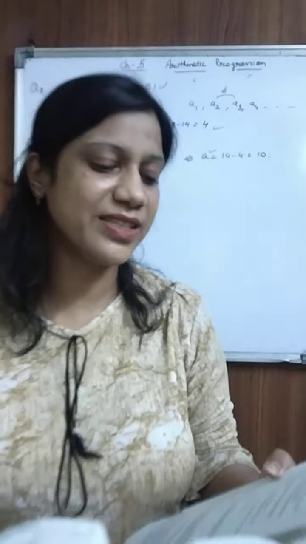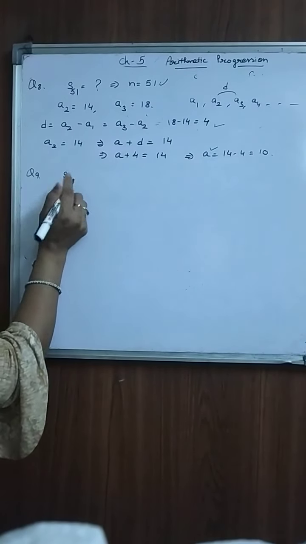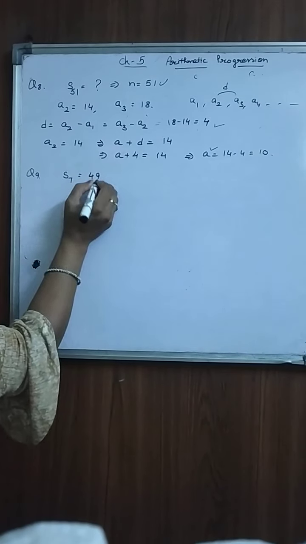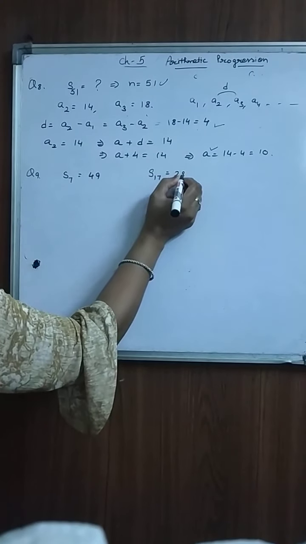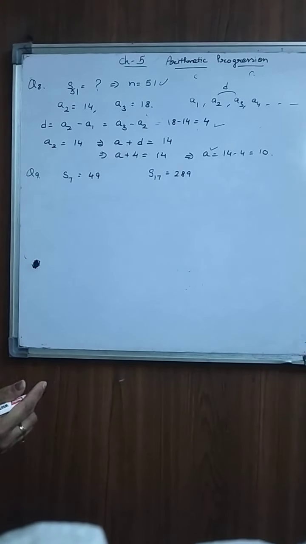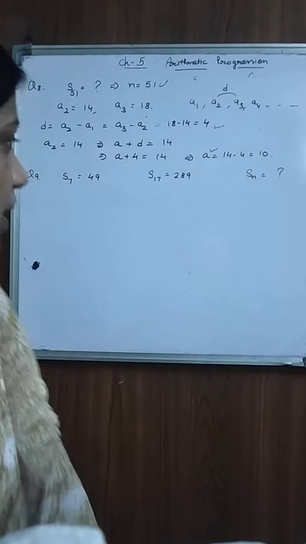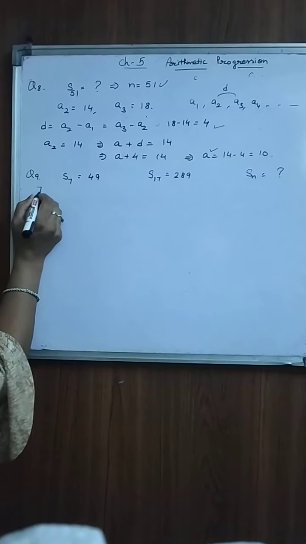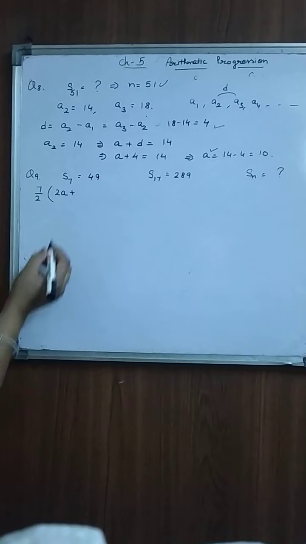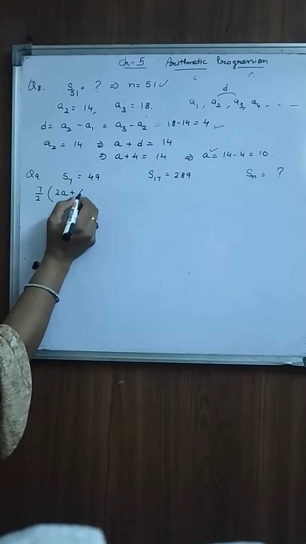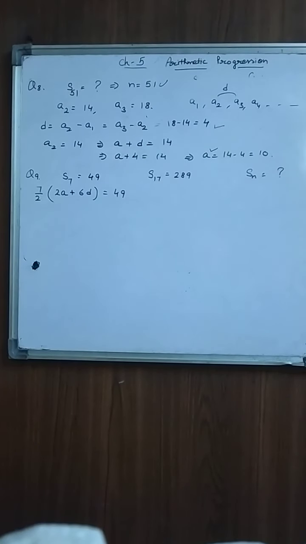If the sum of the first 7 terms of an AP is 49 and the sum of the first 17 terms is 289, find the sum of the first n terms. This we need to find. S7 means 7 by 2 into 2a plus n minus 1, which means 7 minus 1, 6d, equal to 49. Let's solve it.